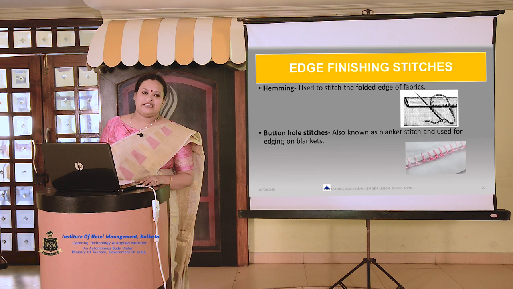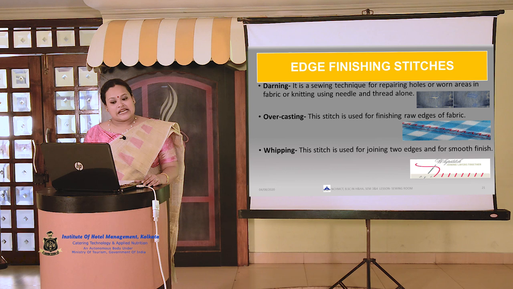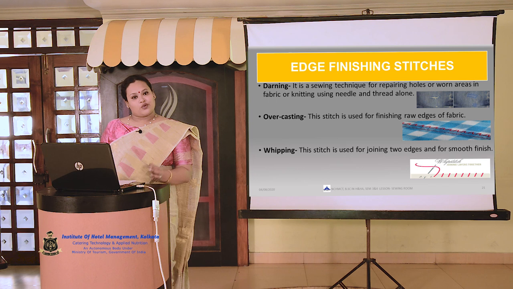Next, we have darning. In Hindi, we call it the raffu. Darning is a sewing technique which is used for repairing holes or worn out areas, and we use a needle and thread to knit the holes in that fabric.